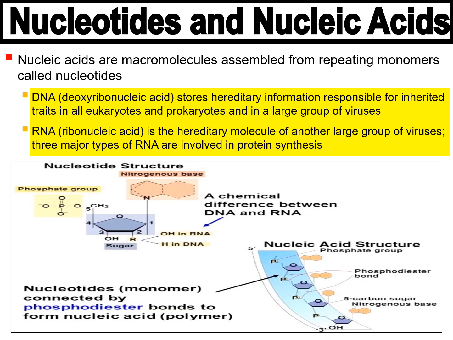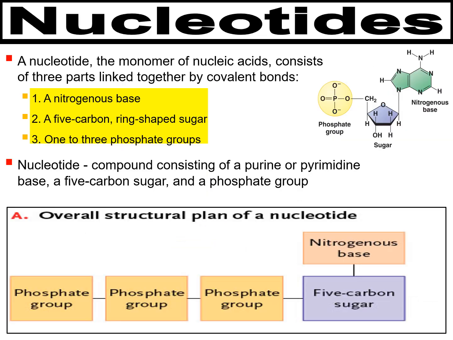Nucleic acids are polymers consisting of nucleotide monomers. The 2 types of nucleic acids are DNA and RNA. Nucleotides consist of 3 components. Nucleotides are made up of nitrogenous bases, a 5-carbon sugar, and a phosphate group.